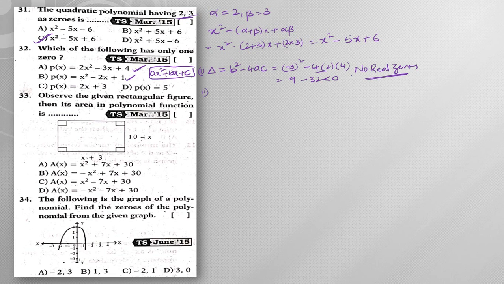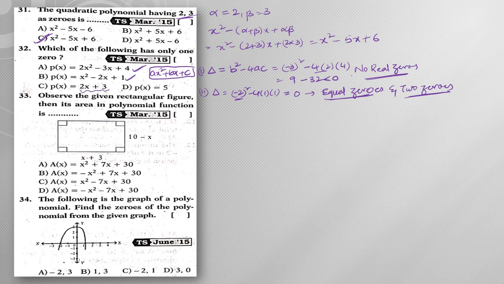Next, if we observe the second one, delta is equal to b square minus 4ac, that means minus 2 whole square minus 4 into 1 into 1. Here the delta value, minus 2 whole square is 4, 4 minus 4 is 0. When delta is equal to 0, then it has equal zeros, and it will have the same zero. That means it has 2 zeros and those 2 zeros are equal.